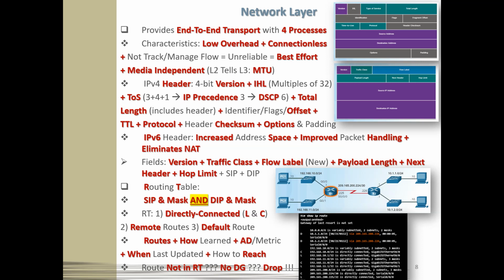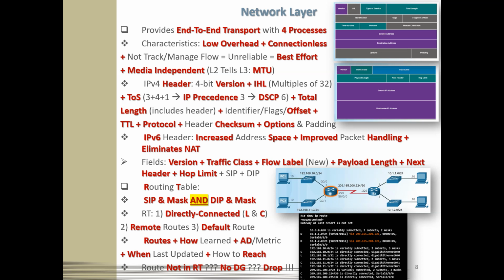Next up, we want to see the characteristics of network layer. The very first characteristic of network layer is low overhead. Remember, with network layer, we only have the functions that are required to deliver a packet, and that's it. Because we just want to deliver a packet and we don't want any other fancy functions there.